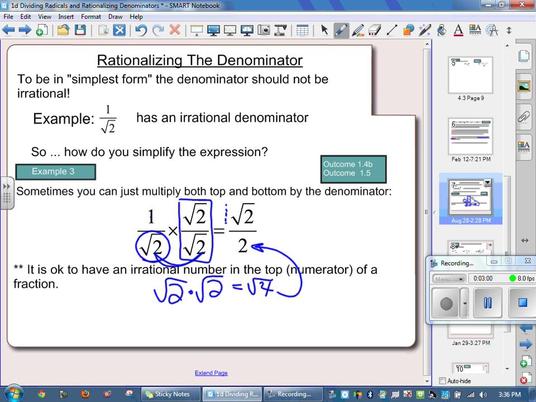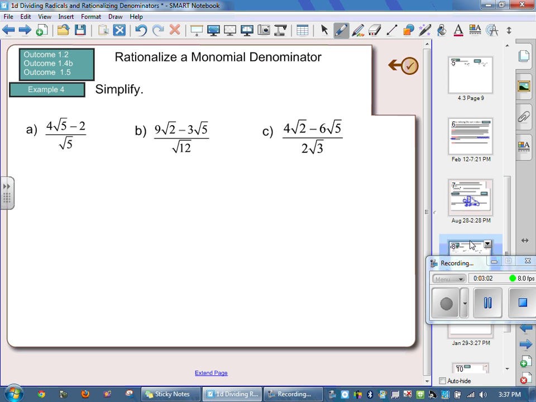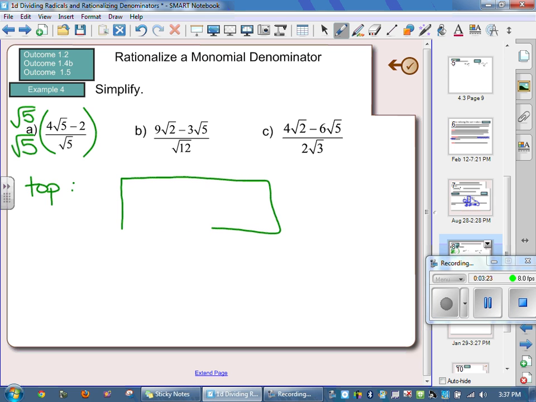Let's try some of these together. All right, let's take a look at this first one. What number do I have to multiply by? I actually have to multiply the top and the bottom by root 5. So I put a root 5 out front and a root 5 out front. So I'm going to do the top here for us. When I do the top, I can put it into an area box. It'll just be a 1 by 2 box.